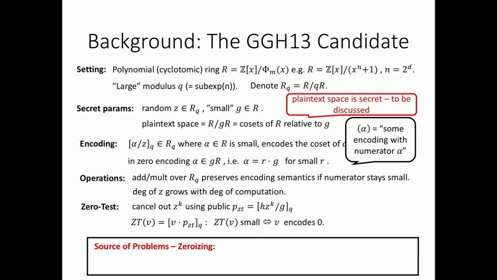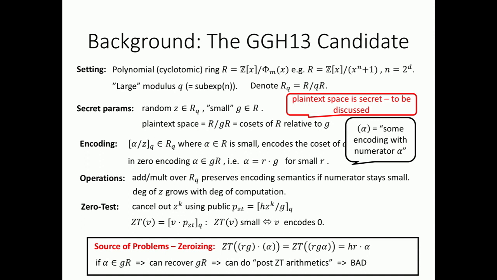But what happens if I try to do a zero test of an encoding of zero times some other encoding? Then this is the same as applying the zero test procedure to this product of r times g times this alpha. And r times g times alpha is a zero encoding because it does reside in the ideal g times r. It is a multiple of g. And therefore, after the zero testing, what I'm getting is exactly h times r times this alpha. And if alpha is by itself also a zero encoding, also in the ideal of g, and we do it sufficiently many times, then we can actually recover some representation of this ideal g times r.